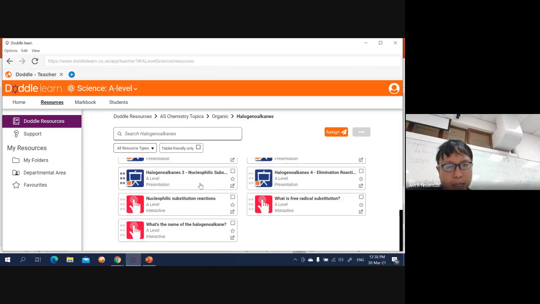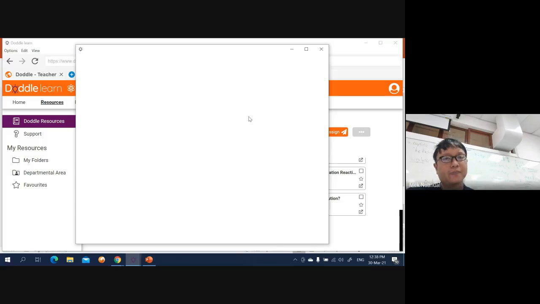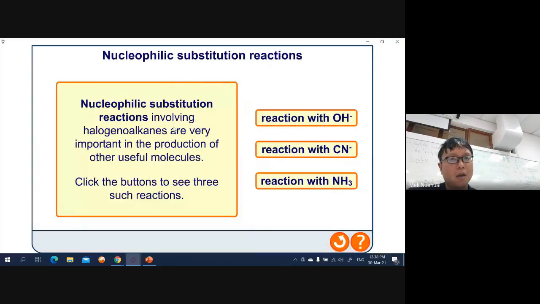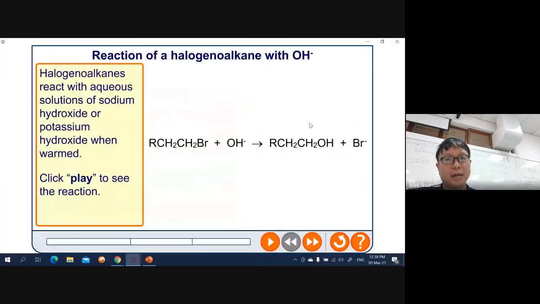Okay, here we go, halogenalkanes. Let's go back again and look at the nucleophilic substitution in more detail right here, like we saw with the first part of this slide. So again, let's see what happens with the reaction with the OH. This could have come from NaOH or KOH, like we just saw.